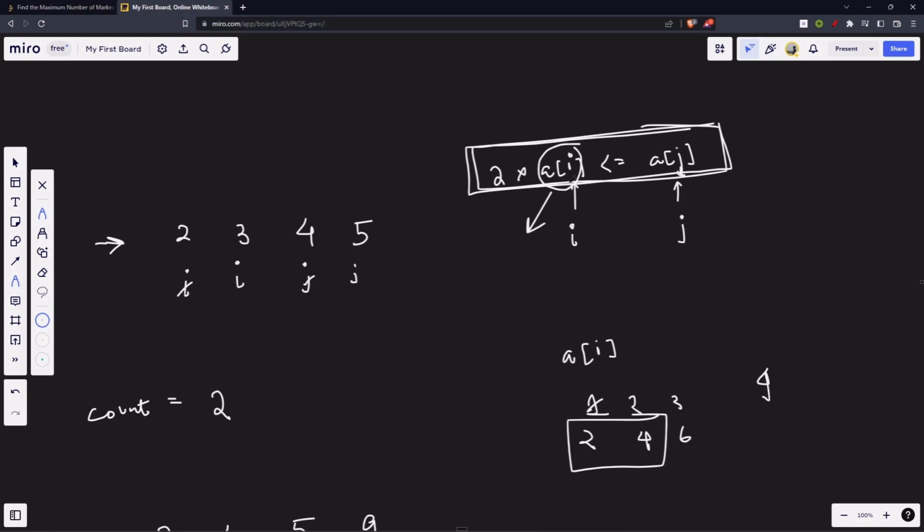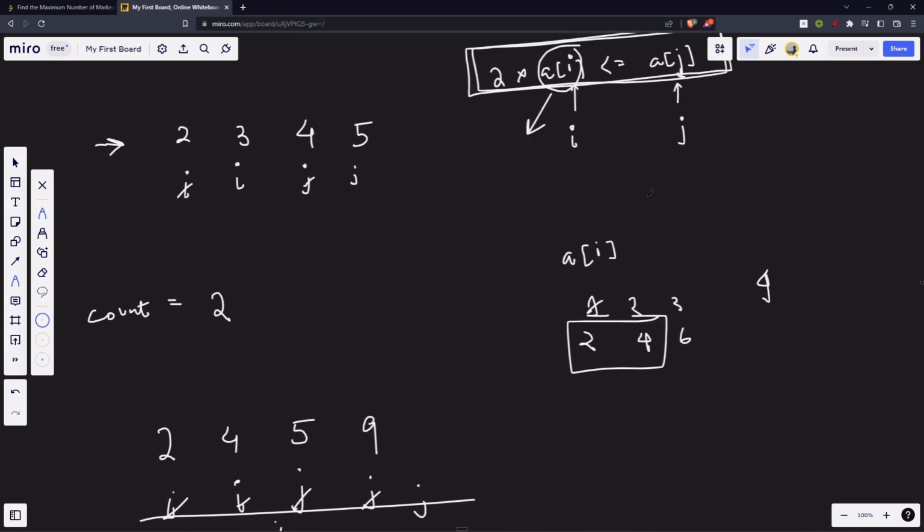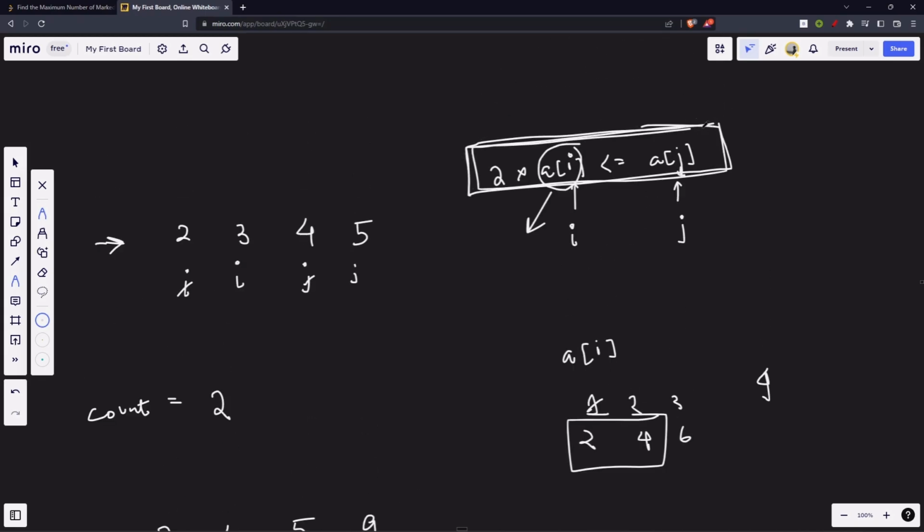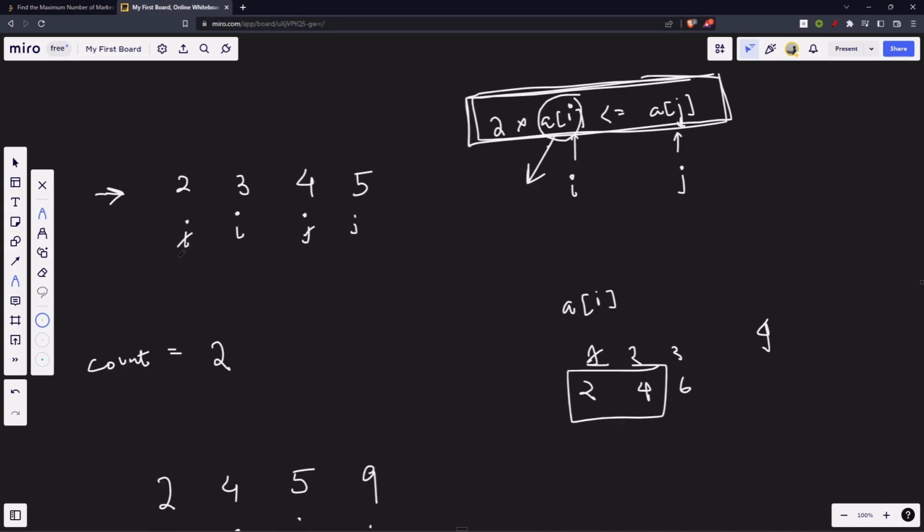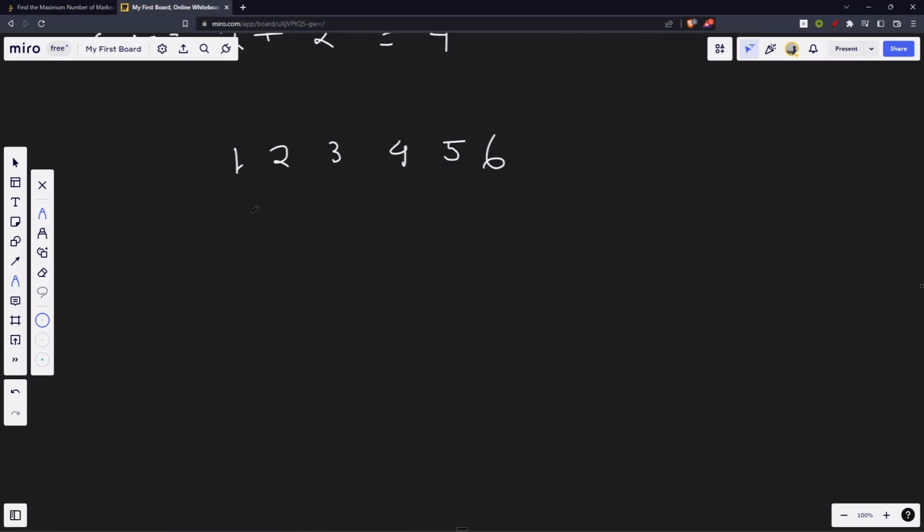But if we initialize a of i to a bigger value, the chance of satisfying this condition also decreases, right? Because there is the chance that if we multiply it by 2, that value would exceed a of j. So for that, we will try to minimize a of i. That's why we put our index pointer i at the minimum value of our sorted array, and as we are satisfying this condition, we will move up and see if we can satisfy more, right? So that's what we are doing.